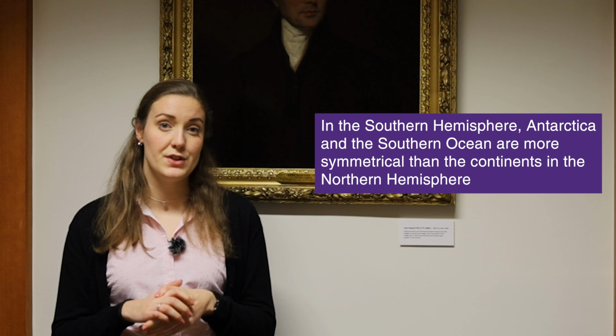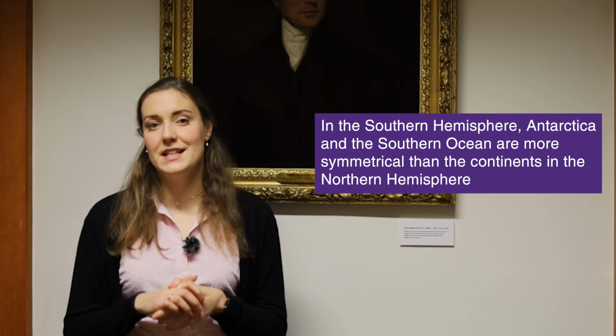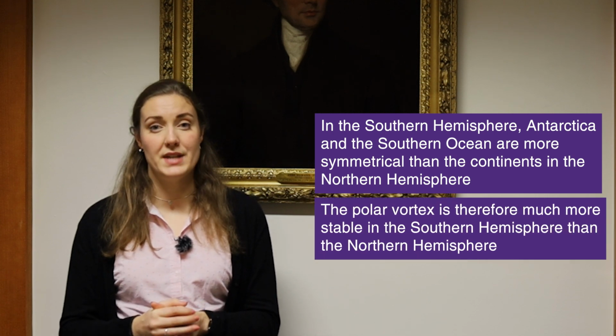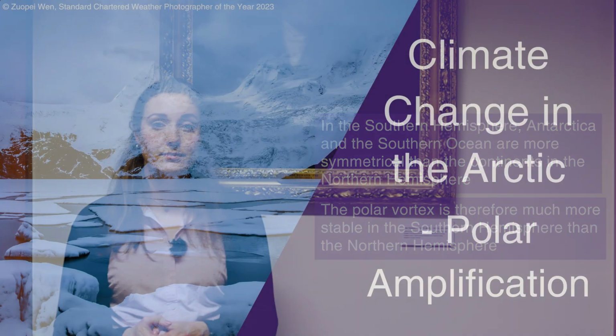In the Southern Hemisphere, both Antarctica and the surrounding Southern Ocean are much more symmetrical than the continents in the Northern Hemisphere. This leads to a much more stable polar vortex and consequently lower winter temperatures at the pole.